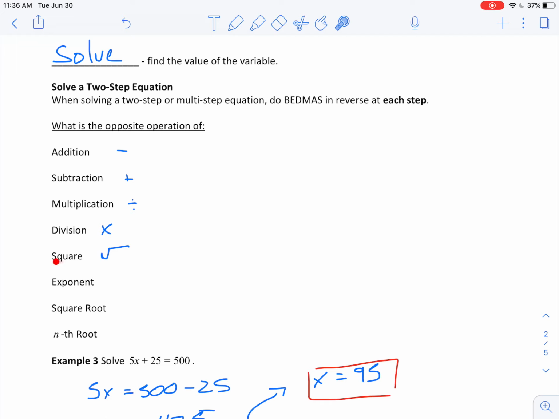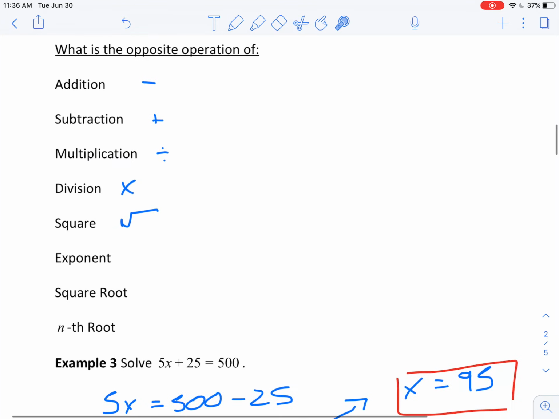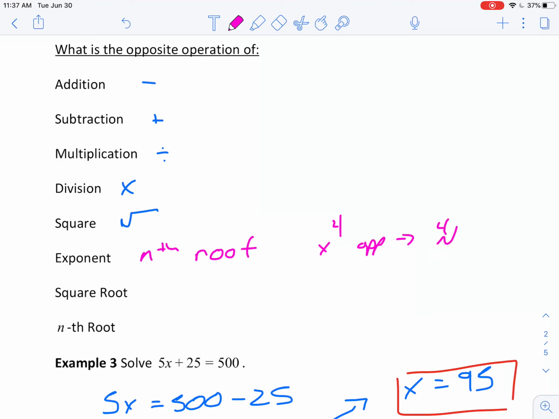The opposite operation of squaring something is taking the square root. What is the opposite operation of raising anything to an exponent? I take whatever that exponent is, the nth root, right? So if I take something like x to the power of 4, the opposite is the 4th root of x to the 4th. That way those would cancel out. What is the opposite of square root? Well, that's squaring.